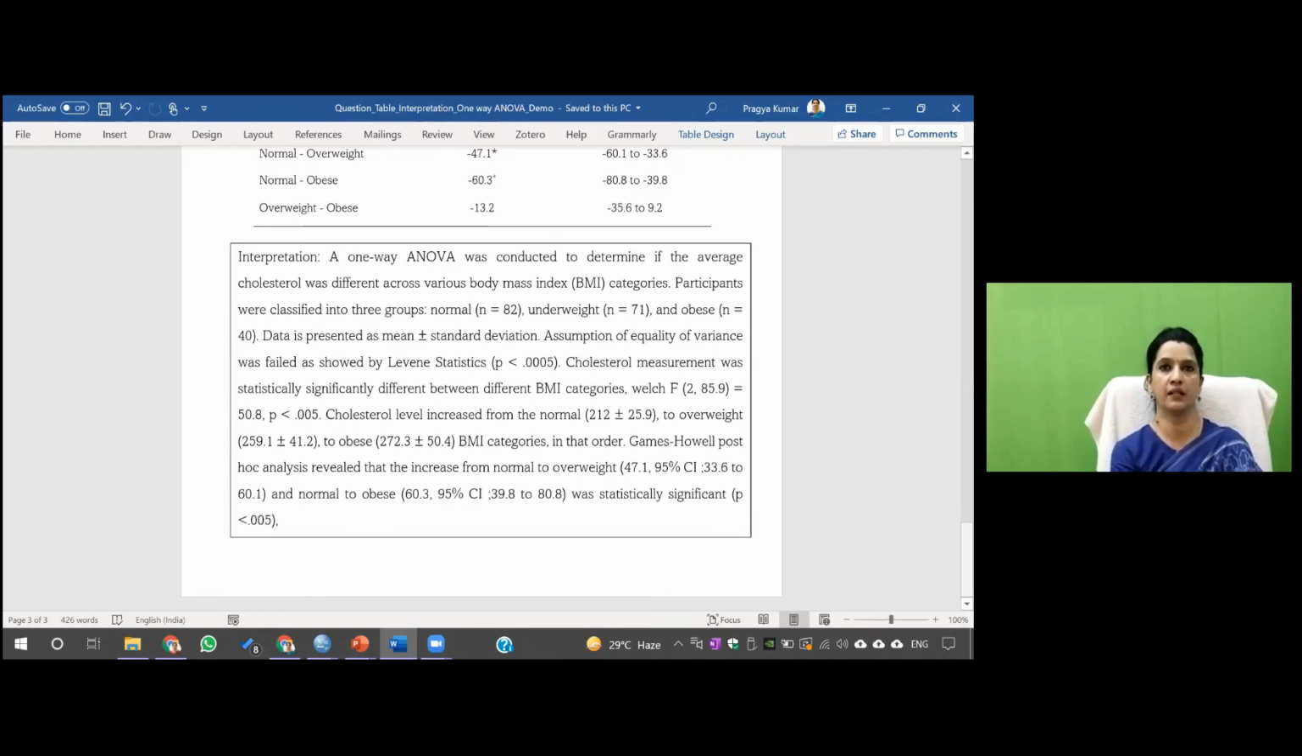Any other query before we go for the breakout room? Here also you can see that we have taken the value of Welch. Can you see this? This is the Welch F, right? If I have written Welch in front of F, that means the Levene's statistic assumption of equality of variances failed. So that you should do.